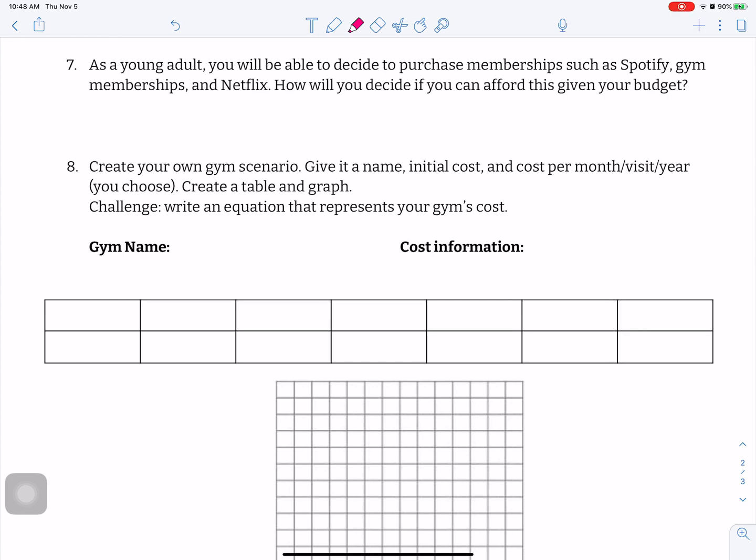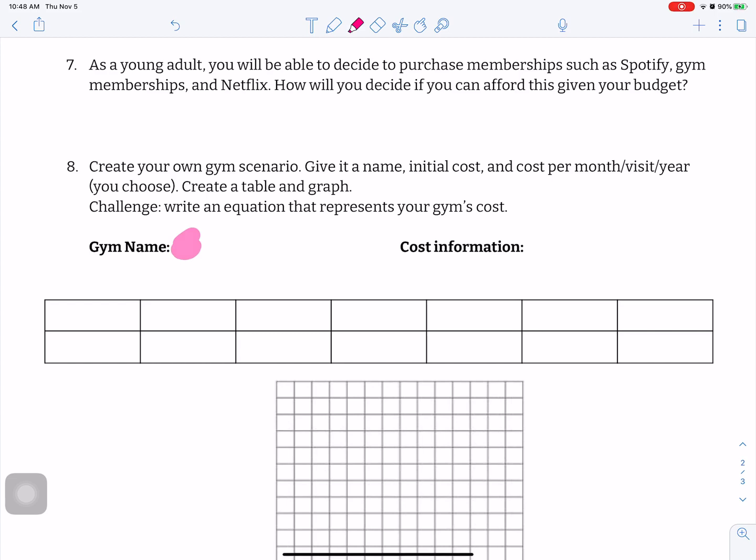Then it says create your own gym scenario. So give it a name, tell me the cost, either a cost per month or visit. A lot of gyms used to be per visit a long time ago, but now they are usually a per month cost, but you do pay an initial fee. If you don't have one, I'm just going to give you one and see if you can fill in the rest of the table and the graph to make sure that you have it.